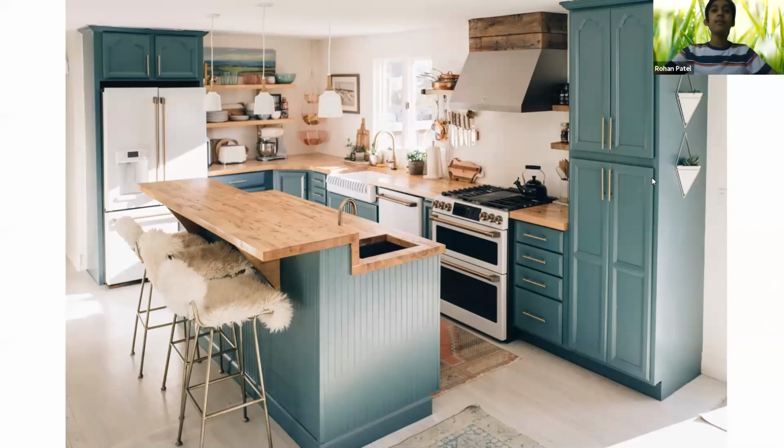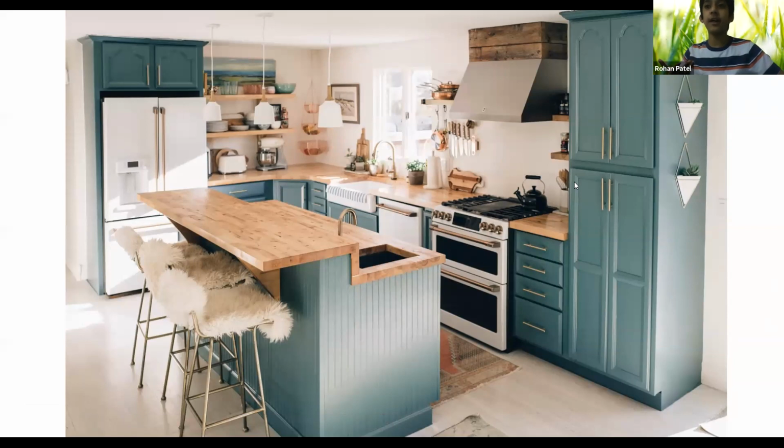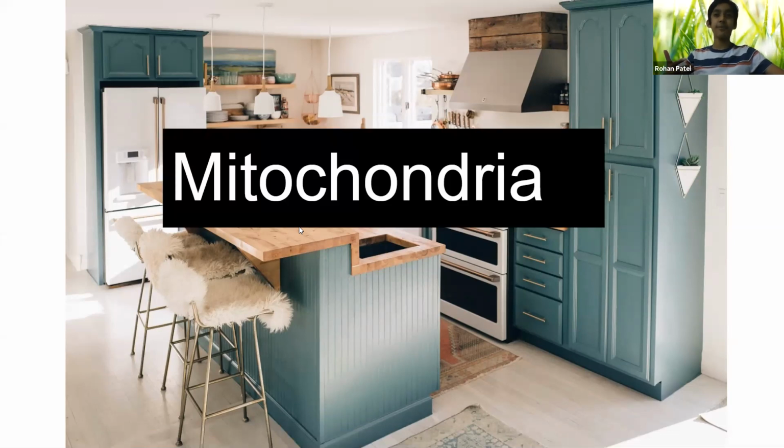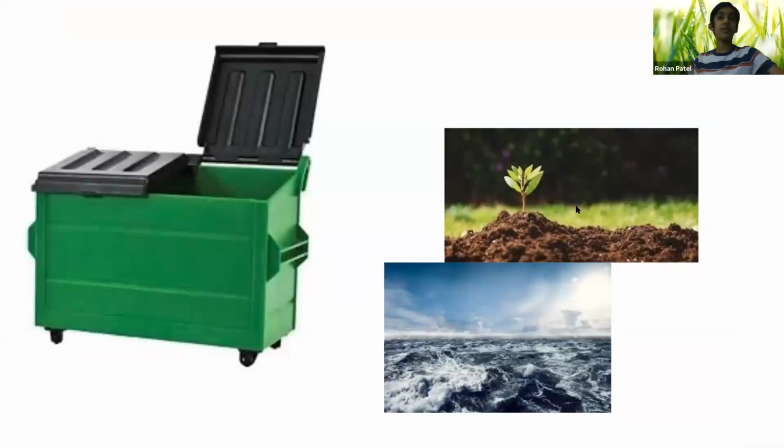What part of the cell is the kitchen of the cell? Ooh, we have a lot of different answers, but we do have a couple correct ones. Okay, the answer is the mitochondria, the kitchen of the cell, because that produces the energy. Now we have this. What is this? We have a dumpster truck, we have the ocean, and we have the soil.